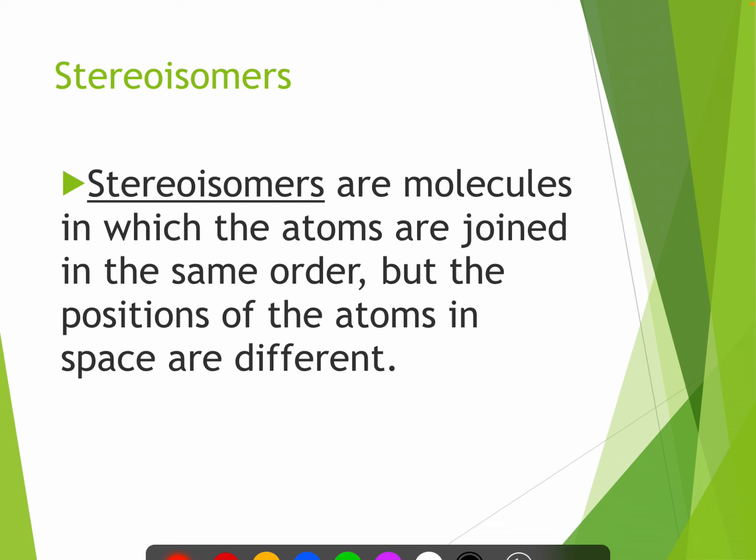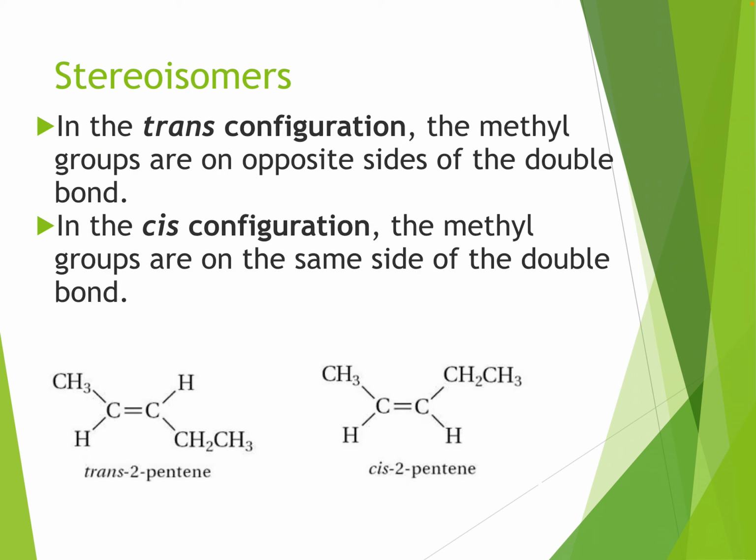Stereoisomers are when you have a double bond and you have a different arrangement in space around that double bond. So this is the cis and the trans stuff. So we have the trans configuration where the groups are on opposite sides, and the cis configuration where the groups go on the same side.